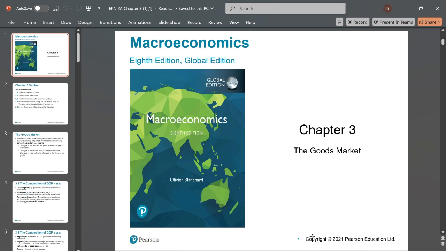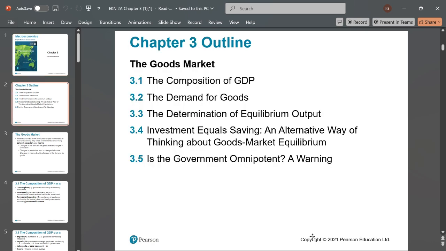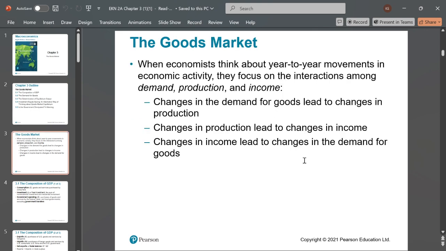Good day, students. Today we'll be doing chapter 3, the goods market. So, the outline is the composition of GDP, the demand for goods, the determination of equilibrium output, investment equals savings, and government omnipotency, right? So, we will start here, right?